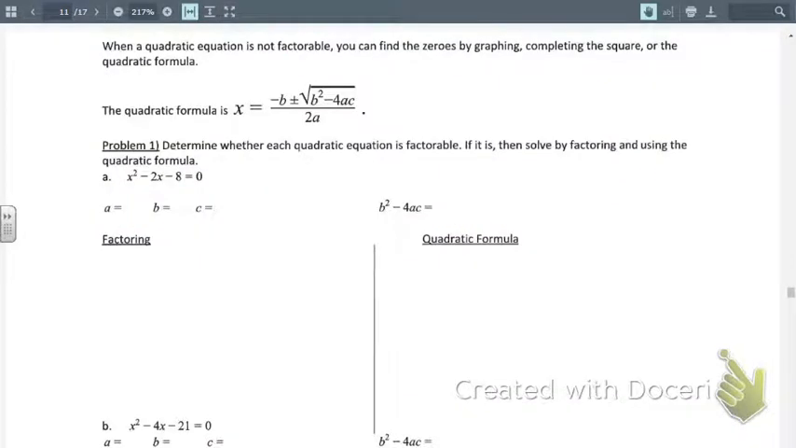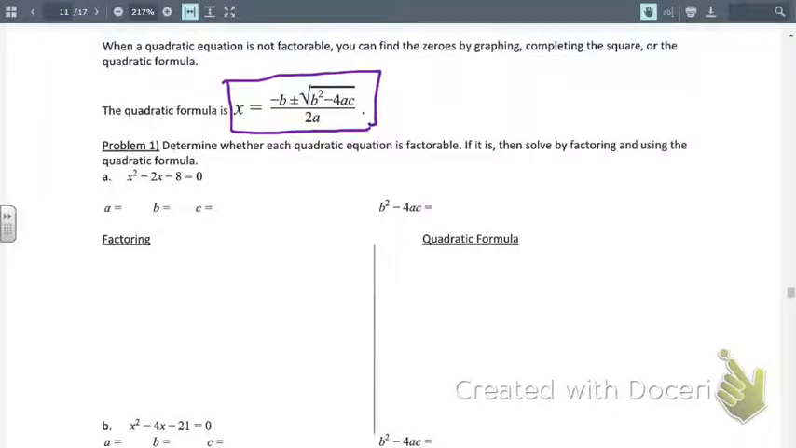When a quadratic equation is not factorable, you can find the zeros by graphing, completing the square, or using the quadratic formula. Graphing and using the quadratic formula are the most common. And here it is, the quadratic formula. You've probably seen this before. You have to commit this to memory. It's x equaling negative b plus or minus the square root of b squared minus 4ac all over 2a. That needs to be memorized.